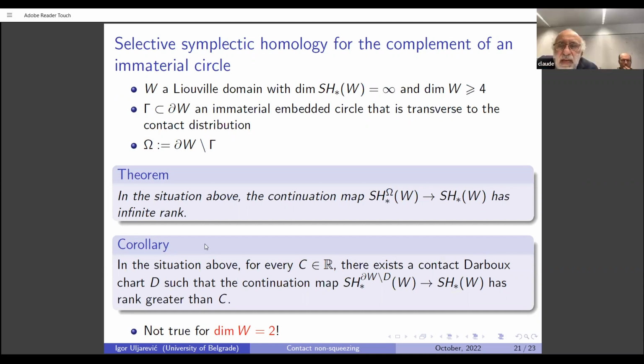Okay, so in your case, gamma will be a Reeb orbit. Yes, with respect to some contact form. If gamma is transverse to the contact distribution, I can always find a contact form such that this particular gamma is its Reeb orbit. Okay, thank you very much. Thank you.